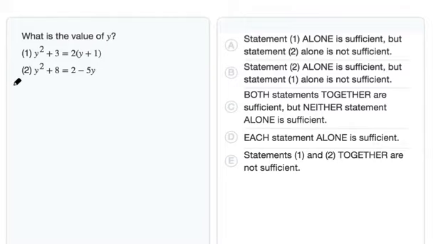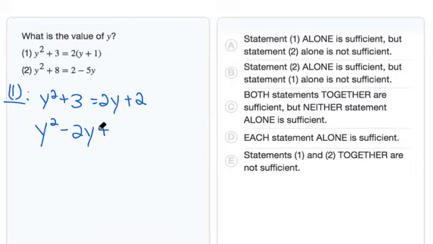So statement 1 tells us that we have y squared plus 3 equals 2y plus 1. Before we can solve this, as with any quadratic equation, we would need to distribute and move all the terms to one side. So let's do that for statement 1. We end up with y squared plus 3 equals 2y plus 2, distributing the 2. Now let's move all of the terms to one side, preferably the side where we keep the squared term, the highest powered term, positive. So we'll move everything to the left-hand side here. y squared minus 2y plus 1 equals 0.